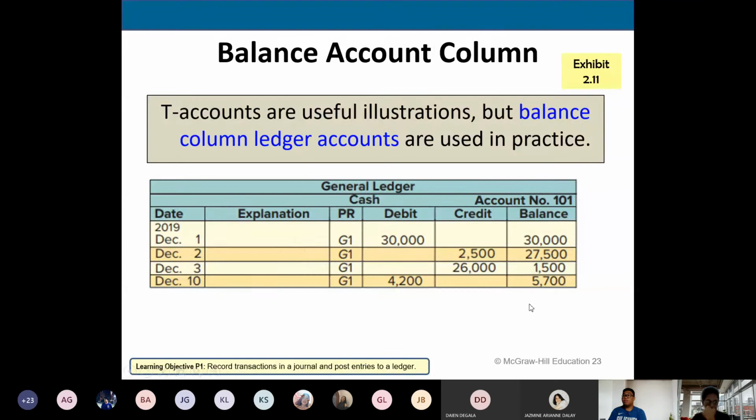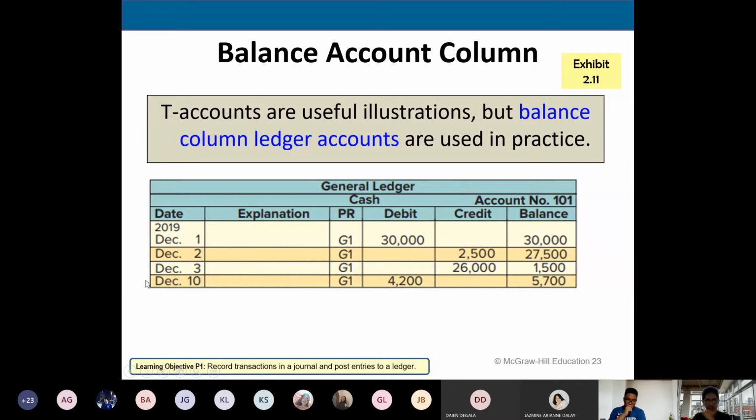So T accounts are useful illustrations, but balance column ledger accounts are used in practice. So dito, this is the general ledger for cash. Makikita mo itsura ng ledger. Okay, so yan yung sinasabi natin kaninang identifying number, tama ba? For cash account, meron siyang identifying number na 101. Naka-provide dyan kung ano yung mga transactions that affect the cash account. Okay, so ganyan lang.